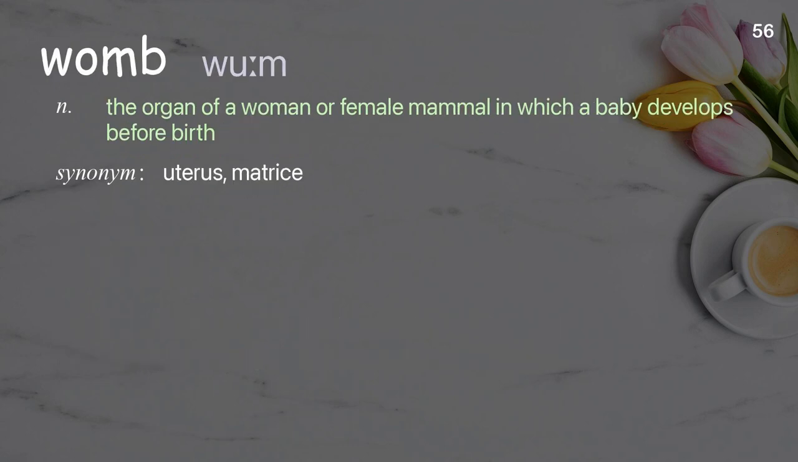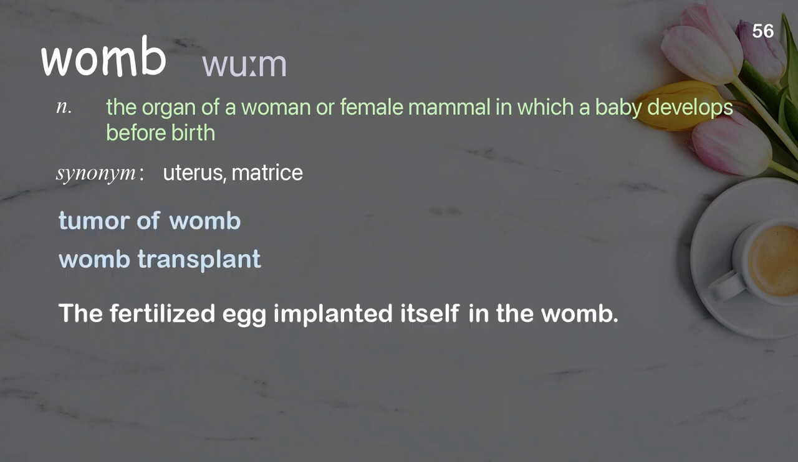Womb. The organ of a woman or female mammal in which a baby develops before birth. Examples: tumor of womb, womb transplant. The fertilized egg implanted itself in the womb.